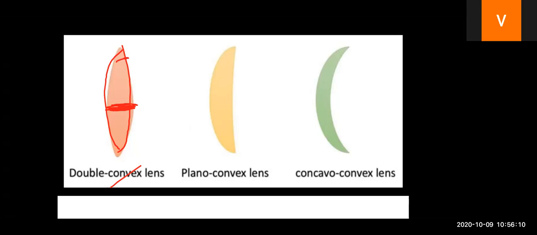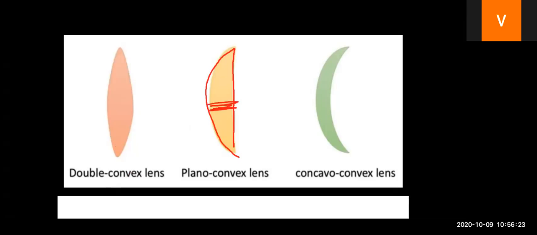Now, let's see the second type of convex lens. Here, if you see, one of the surfaces is plane and the other surface is bulging outwards. That is, it is thick in the middle and thin at the edges. So this side is plane, this is convex. So this is your plano-convex lens.